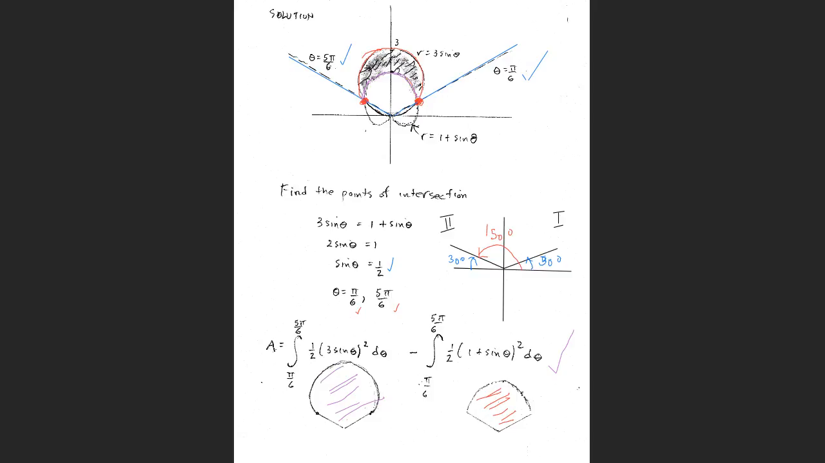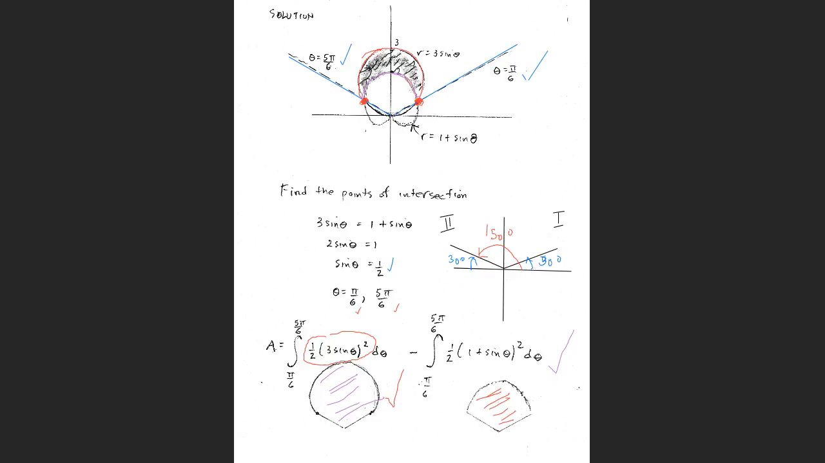Remember the volume problems, when we would take one volume and subtract another volume to get the volume we wanted. Same kind of thing here. This integral of 1/2 times the quantity 3 sine theta squared would be this area. And you can see that based on the picture above.